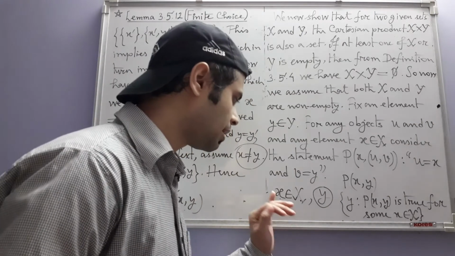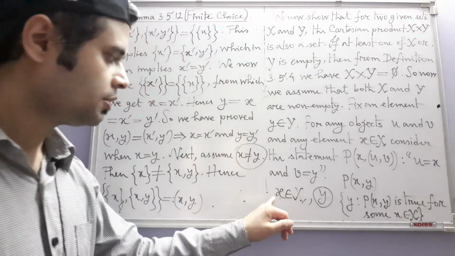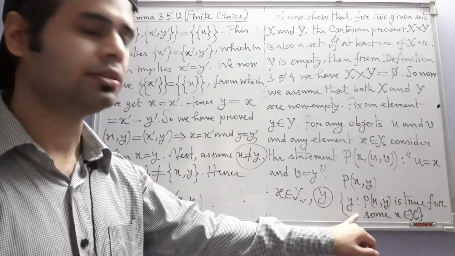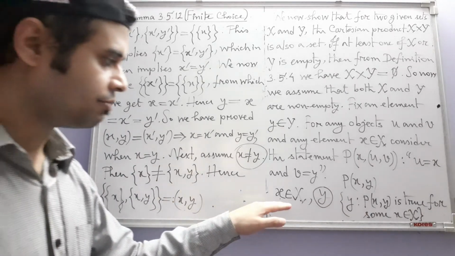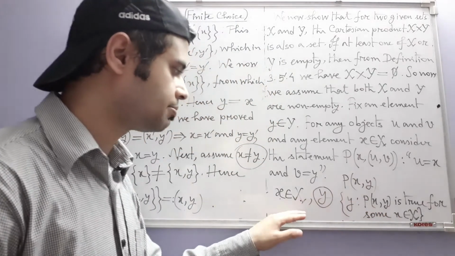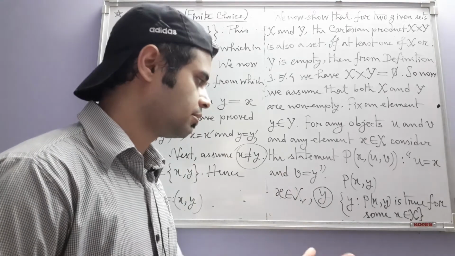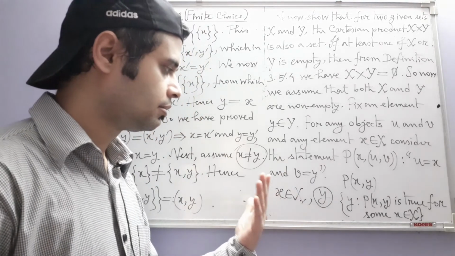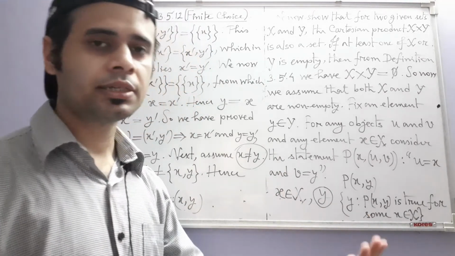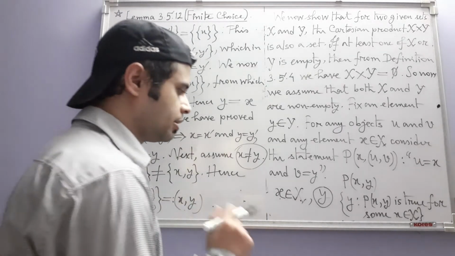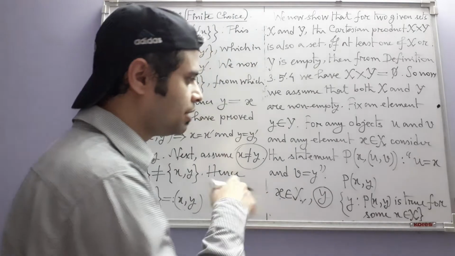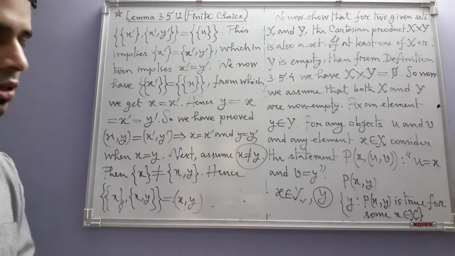So here what we are doing is that we are replacing x with y. That's why it's called the axiom of replacement. And we have in fact used this axiom to show that images of functions are actually sets, things like that we have already done. So here again we are going to use the axiom of replacement.